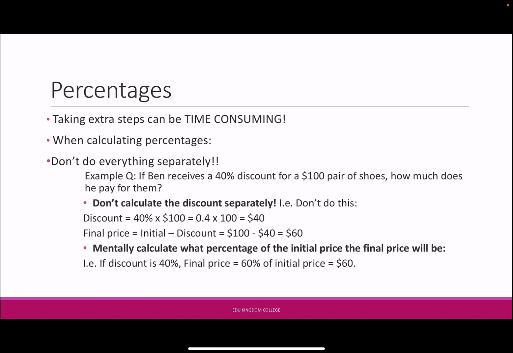Now, lastly, percentages. We took a look at this last week as well in the form of discounts. Basically, you don't want to do extra steps because it's time consuming. In an example question where Ben receives a 40% discount for a $100 pair of shoes, we don't actually want to find the discount first. This is not what we want to do. It's a waste of time. All we need to do is find out how much the final price is after 40% has been reduced. How much is that? 60%. And 60% of the initial price is $60. That's all we need to do. That's how we save time.